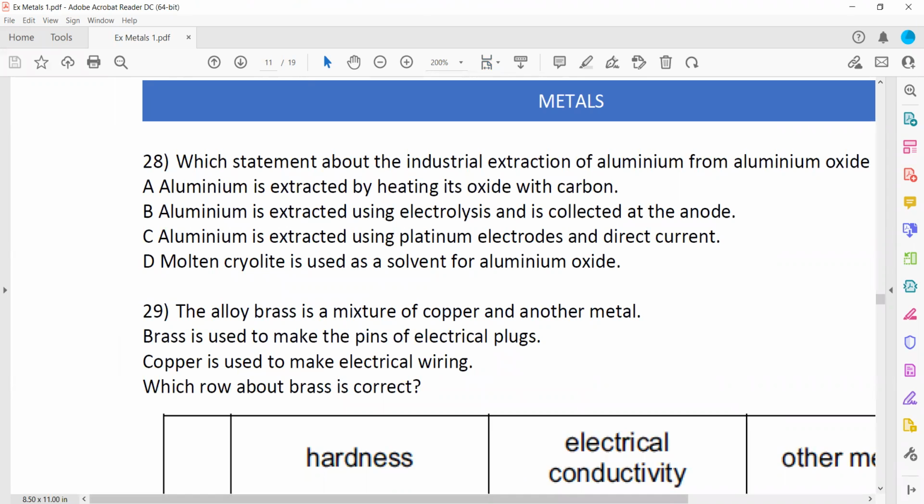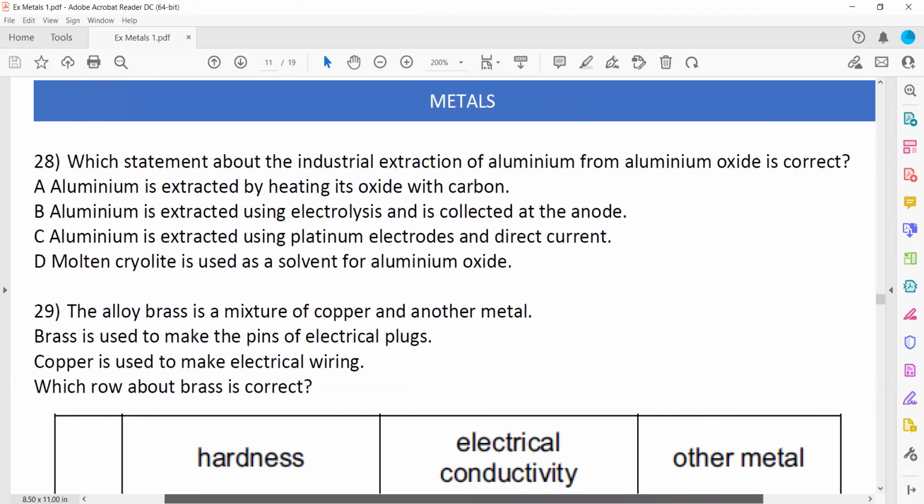In question 28, which statement about the industrial extraction of aluminium from its aluminium oxide is correct? Aluminium is extracted by heating its oxide with carbon. We don't heat with carbon. That's wrong. Aluminium is extracted using electrolysis and it is collected at the anode. Aluminium is a positive ion, so it is not formed at the anode, it is formed at the cathode.